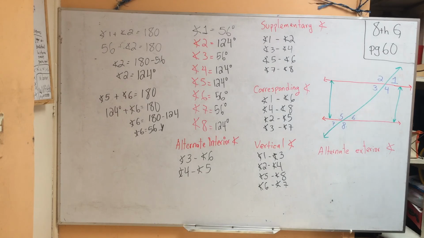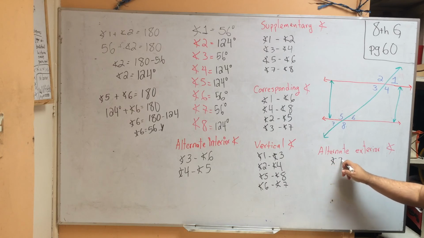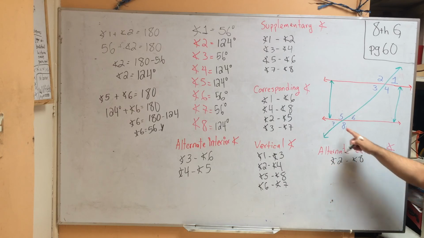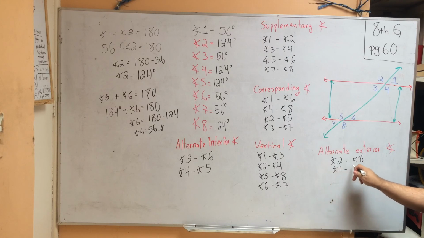So alternate exterior angles are exterior, so that means that they are the angles formed outside the space between the parallel lines. Alternate also means on the opposite side. So 2 is exterior, 1 is exterior, 7 is exterior, and 8 is exterior. And since they are on opposite sides, that means that 8 and 2 are alternate, and 1 and 7 are alternate. So alternate exterior angles are going to be 2 and angle 8 and 1 and 7.